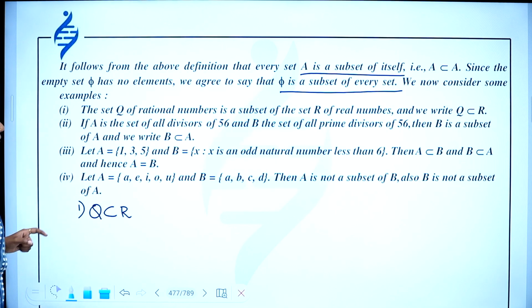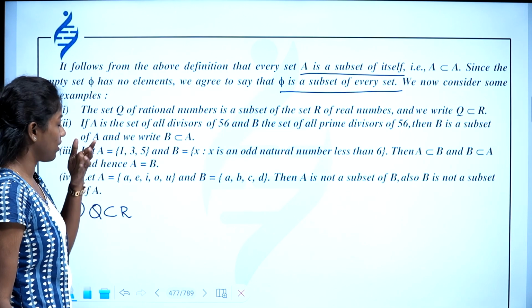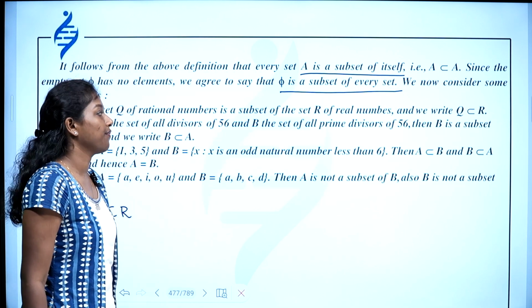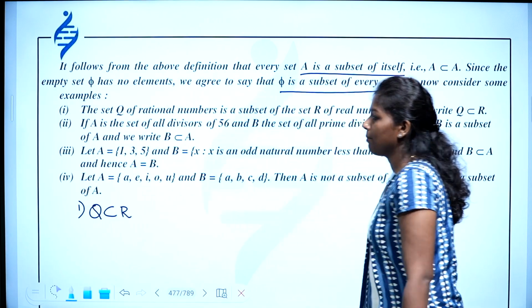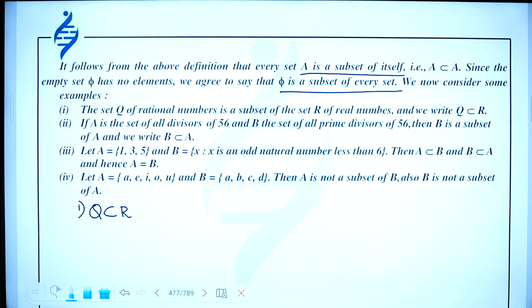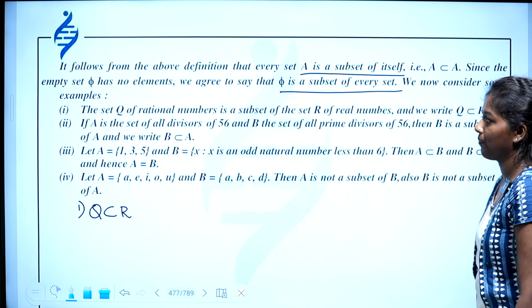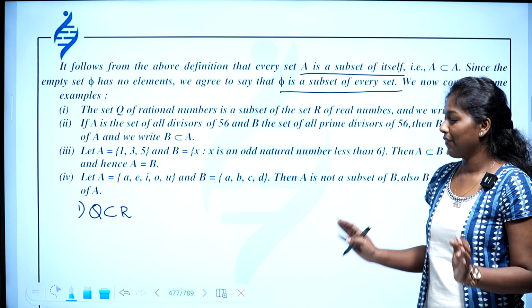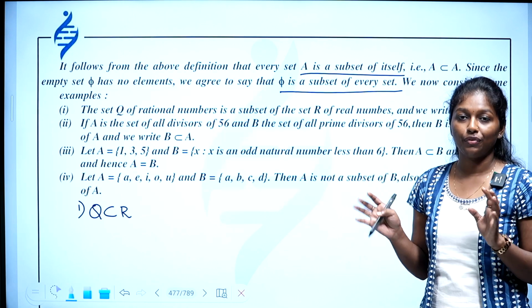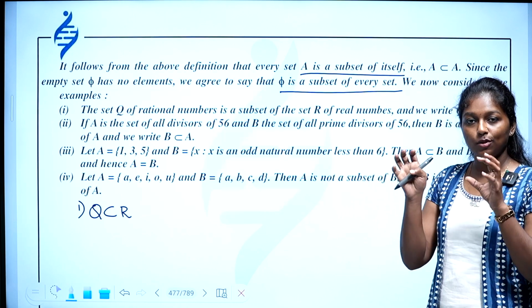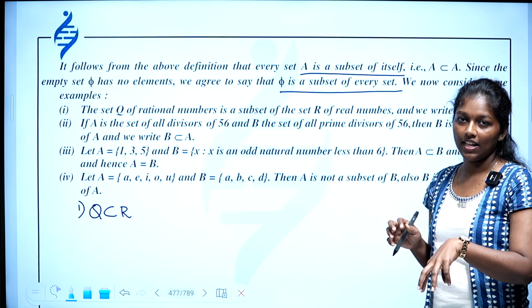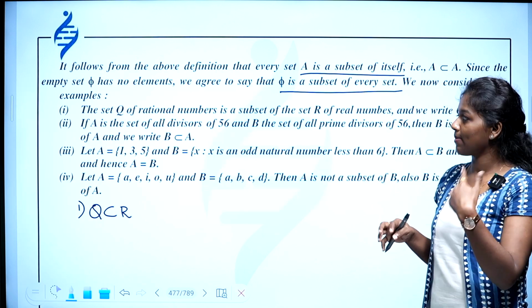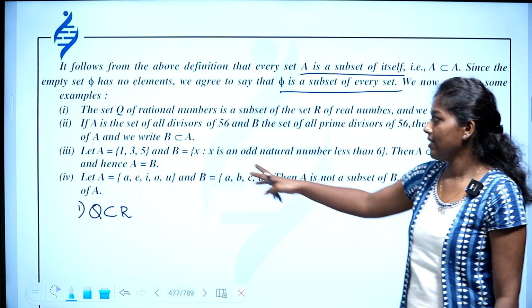Then if A is the set of all divisors of 56 and B is the set of all prime divisors of 56, then B is a subset of A. If we are writing the divisors of 56 and we are choosing the prime numbers from that, then our second set will be a subset of the previous set, that is B subset of A.